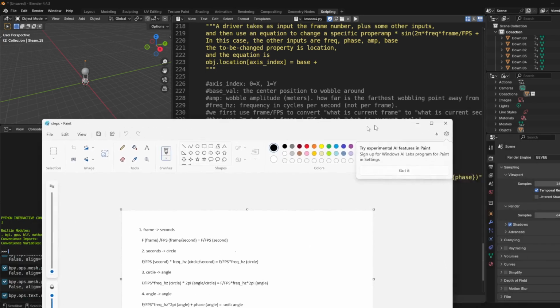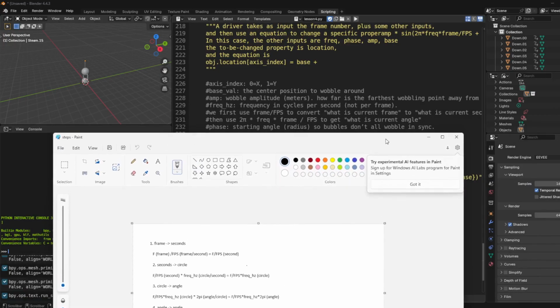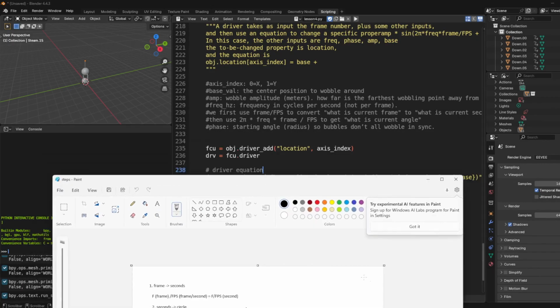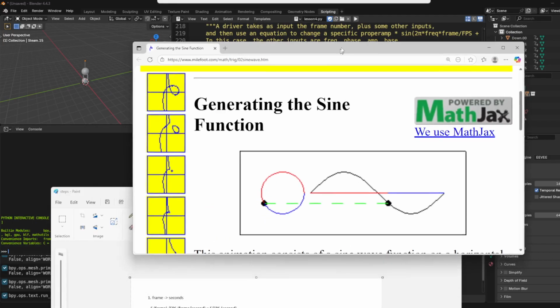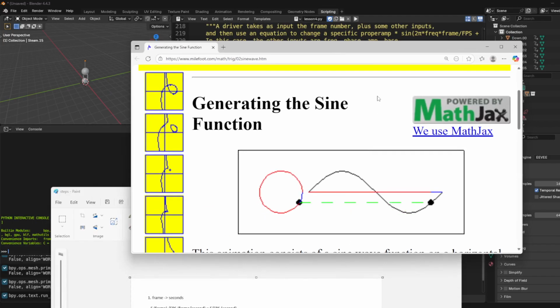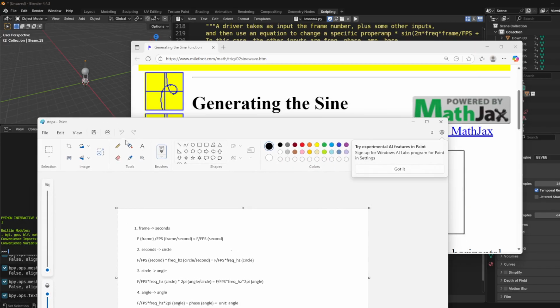So we have seconds. Now that's explained, we use sine. This is from MathJax, malfoot.com, which I found, and this animation is pretty good. Actually, let's get out paint as well. Step two is seconds to circle. Seconds times frequency, which is circles per second, gives the amount of circles.